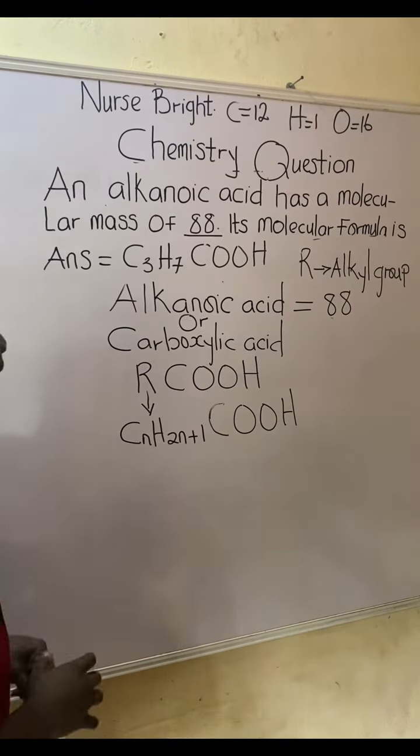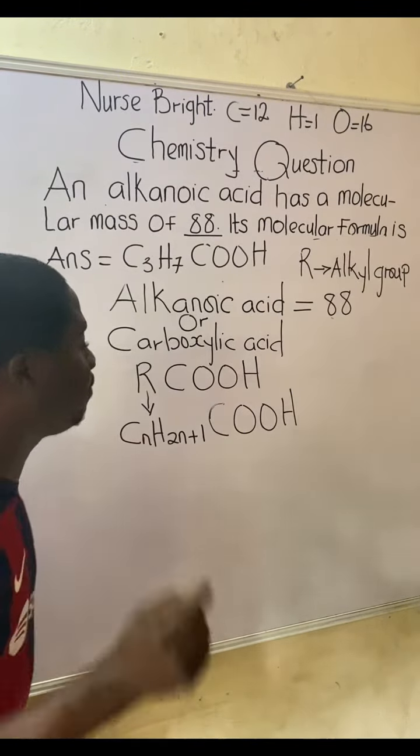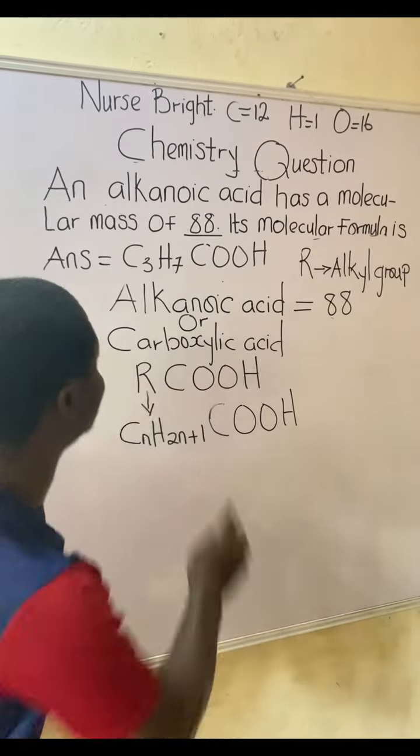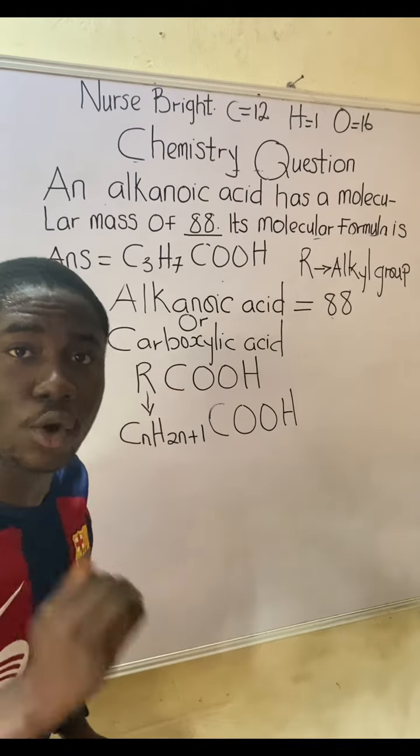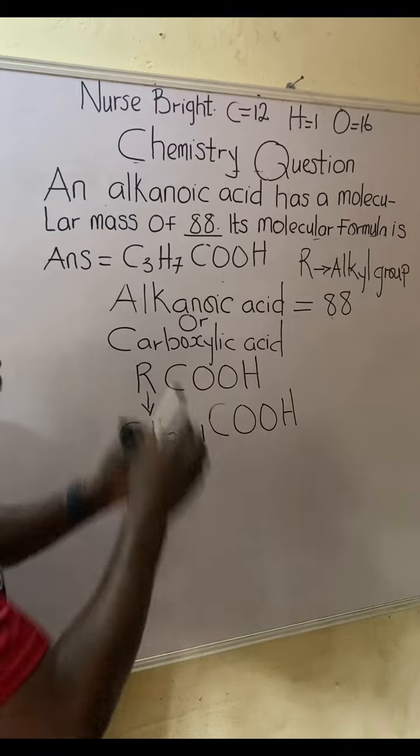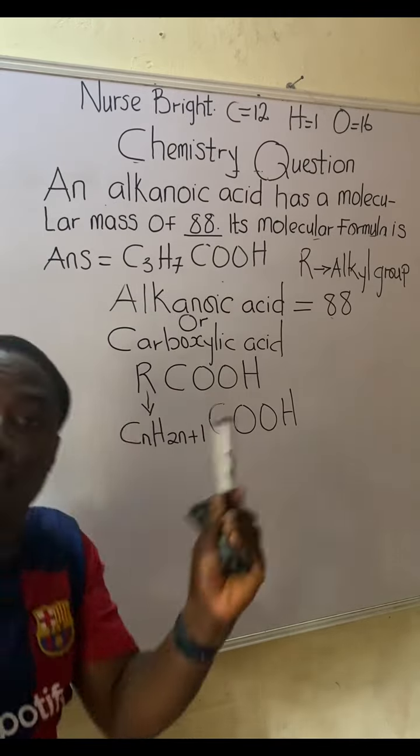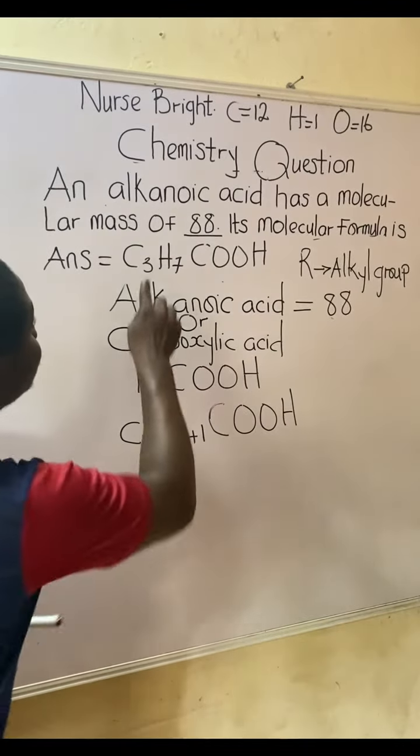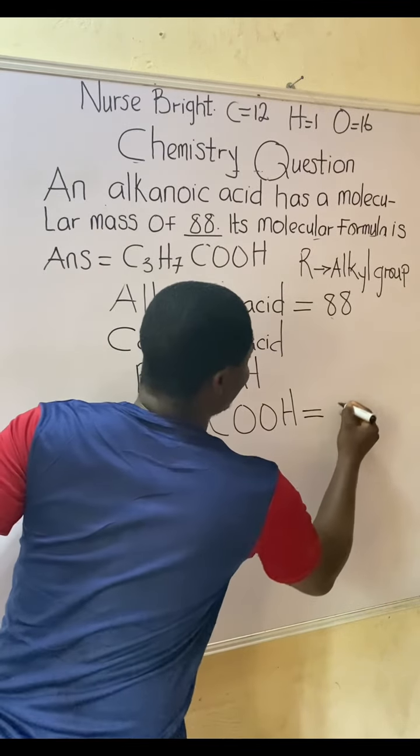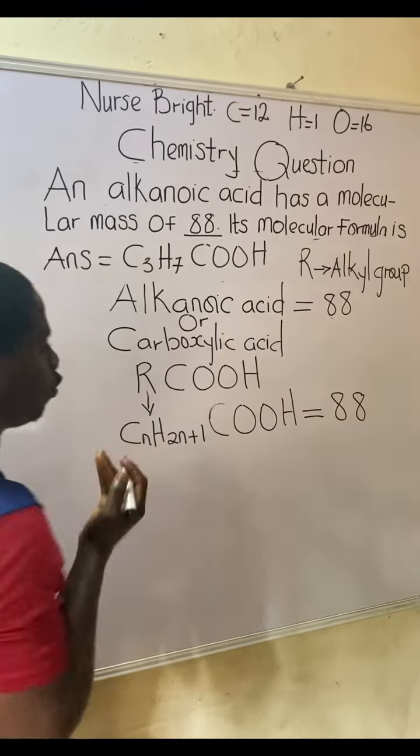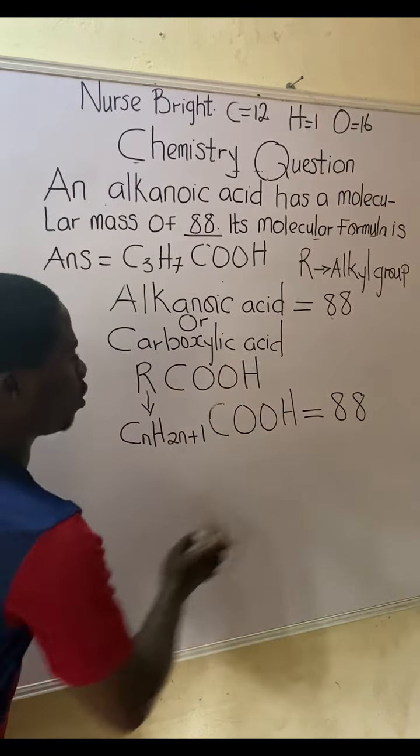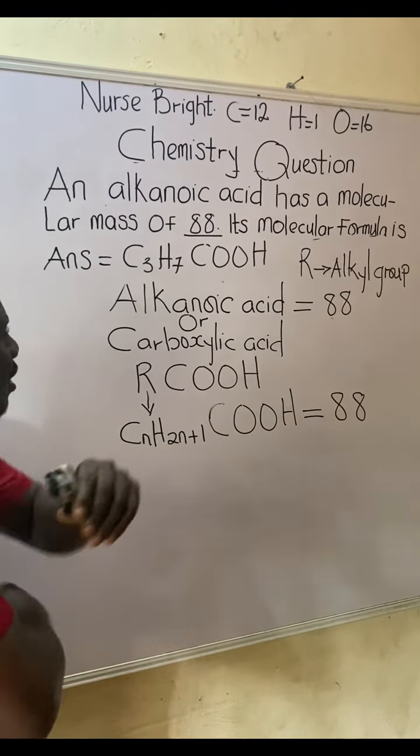So we've agreed that CnH2n+1COOH is the general formula of alkanoic acids, also called carboxylic acid. And from the question, they told us that the alkanoic acid, which is unknown now, has a molecular mass of 88. So they are telling us that the molecular mass of the compound is 88. You can see what we formed. Are you following me? It's actually very easy. So the molecular mass of this compound is 88. So next, what do I do?